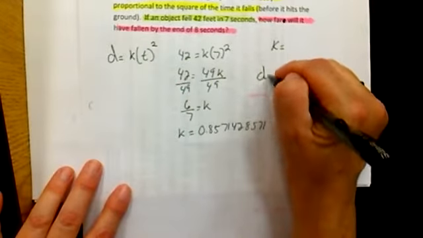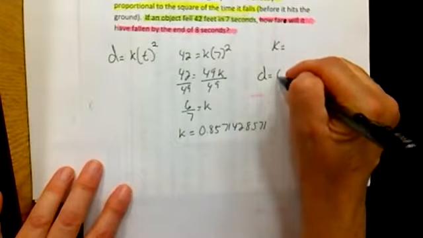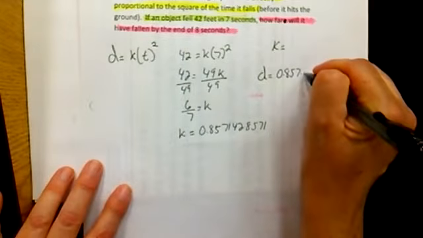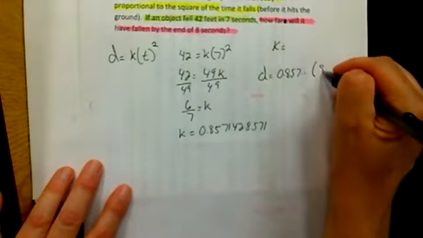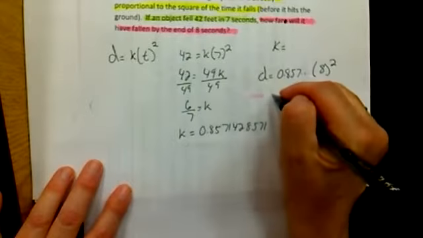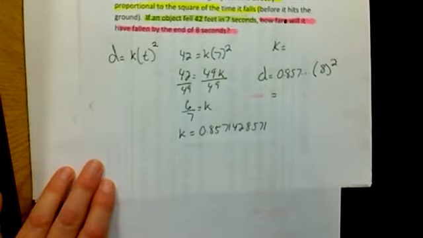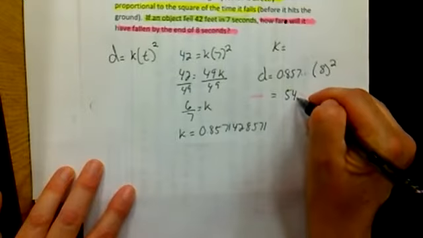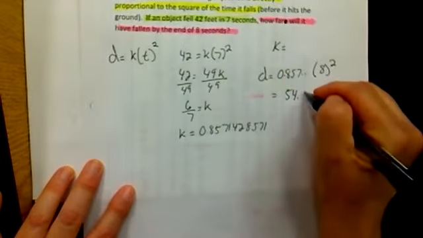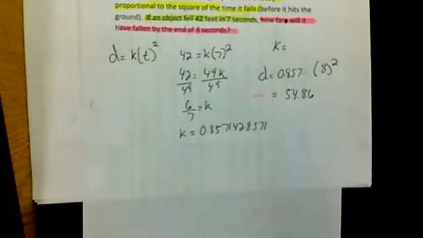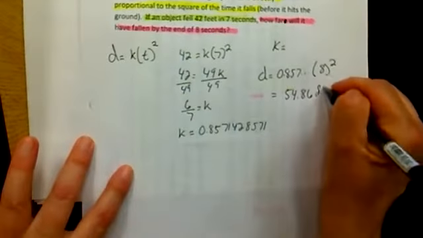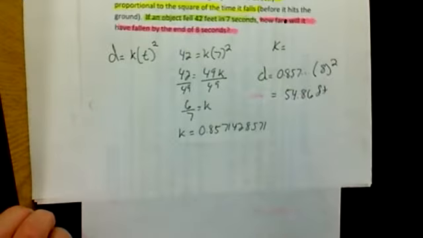So I will have distance equals my K times 8 squared, and I will find out that my distance is 54.86 feet. So that would be my distance. Get that to work out? Okay, so as long as that's what we have.